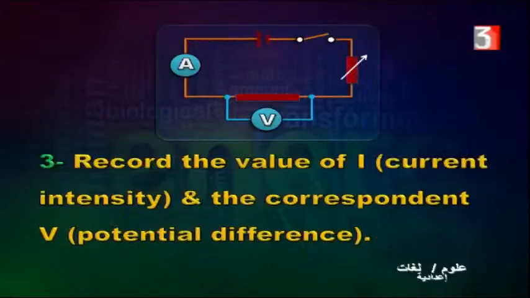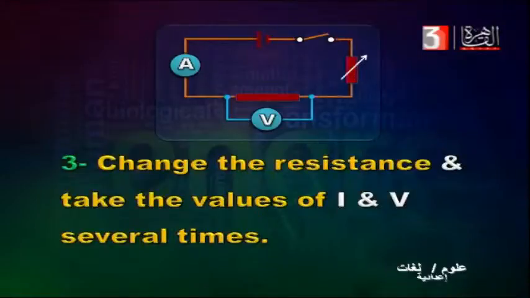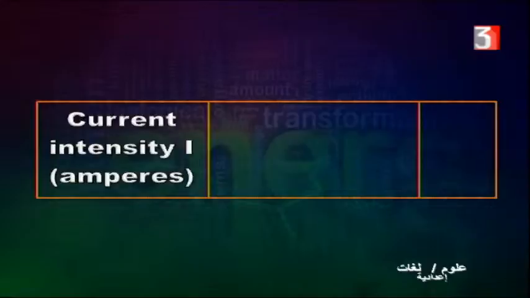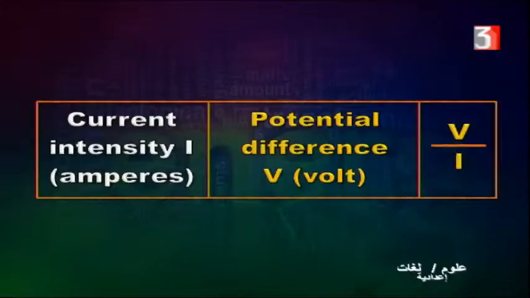Record the values of I, which is current intensity, and V, the potential difference. So, by changing the resistance, the values of electric current intensity and potential difference change, and we record them. Let's see. Change the resistance and take the values of intensity and potential difference several times. Okay. Current intensity in ampere, potential difference, V over I. Here we have a ratio between potential difference and electric current intensity. We can find that. Conclusion.